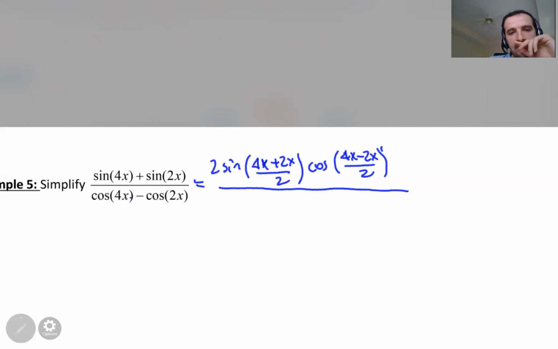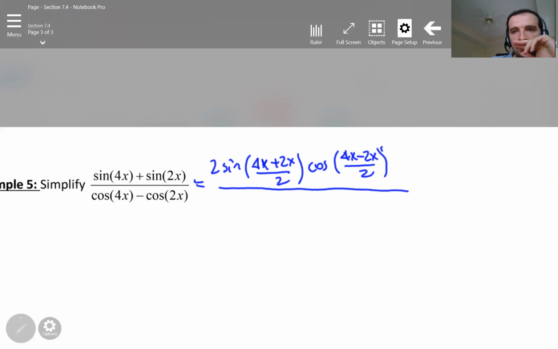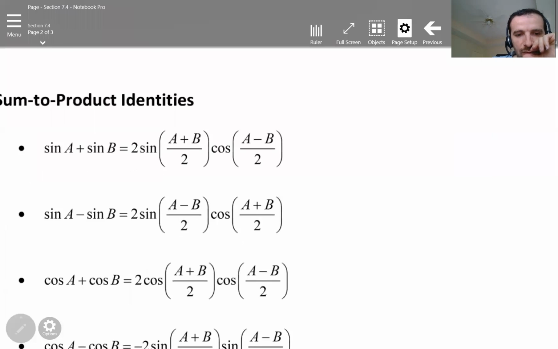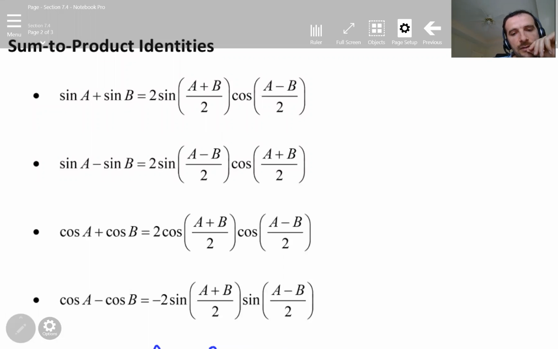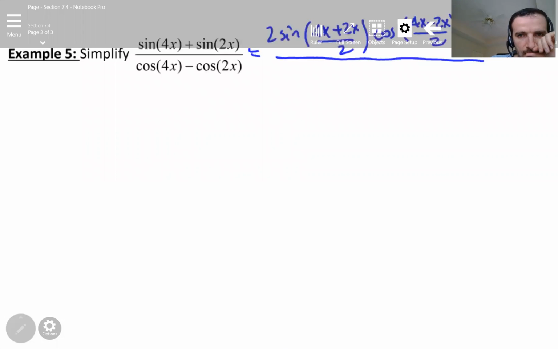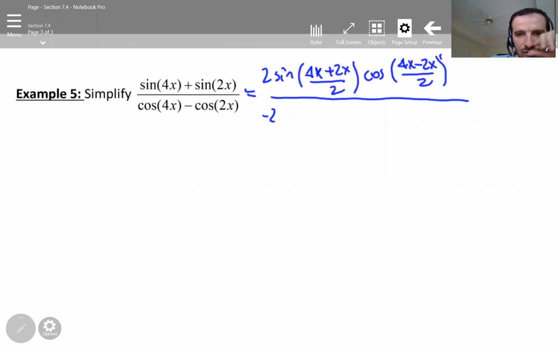and we look at this, right? Cosine minus cosine. Let's go back. What is the formula for cosine minus cosine? Negative 2 sine (a plus b) over 2 sine (a minus b) over 2. Okay, negative 2 sine of (a plus b) over 2, 4x plus 2x over 2, times sine of (a minus b) over 2, right? 4x minus 2x over 2.